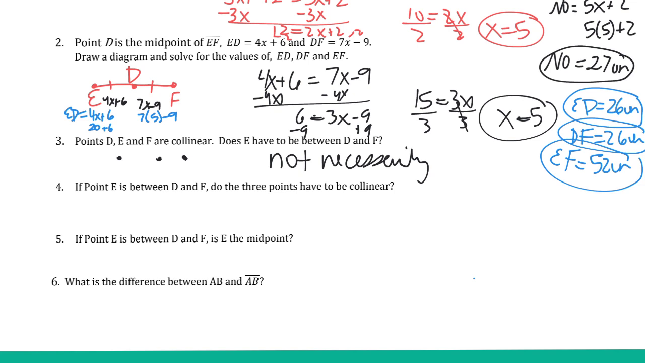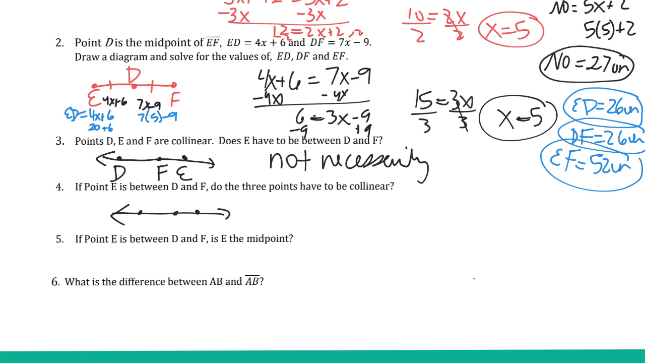So it could be D and then F and then E. All collinear, all on the same line, but we don't know what order they're in, or even which way the line is going. But the main thing is we don't know the order of the points on the line. If point E is between D and F, do they have to be collinear? Well, absolutely. Betweenness implies they're on the same line. If they weren't between them, then it wouldn't work.